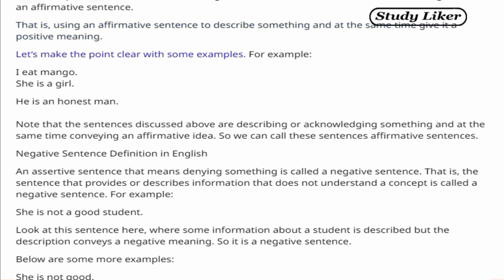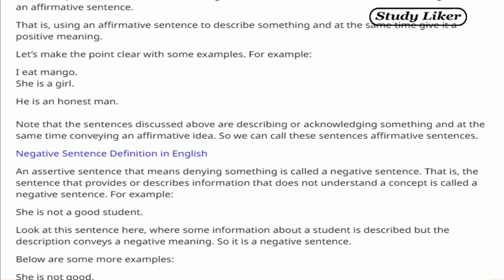Let's make the point clear with some examples. For example, I eat mango. She is a girl. He is an honest man. Note that the sentences discussed above are describing or acknowledging something and at the same time conveying an affirmative idea. So we can call these sentences affirmative sentences.